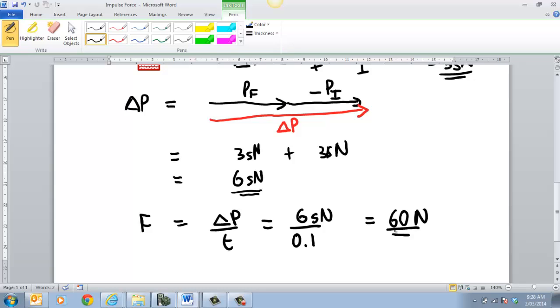Right, what we just want to go through today is a couple of examples for you. Now, if that wall can't push back with 60 newtons worth of force, we did this example over here, the wall would get knocked over.